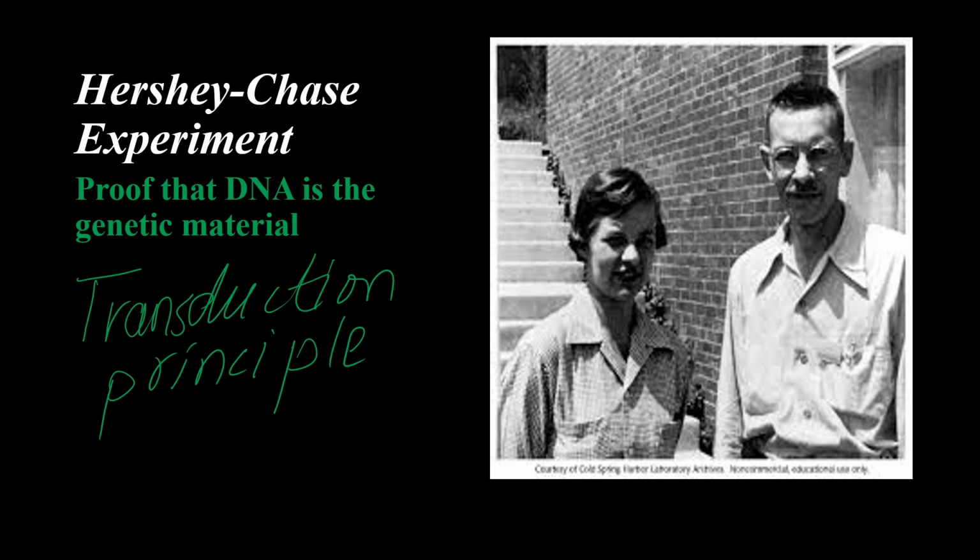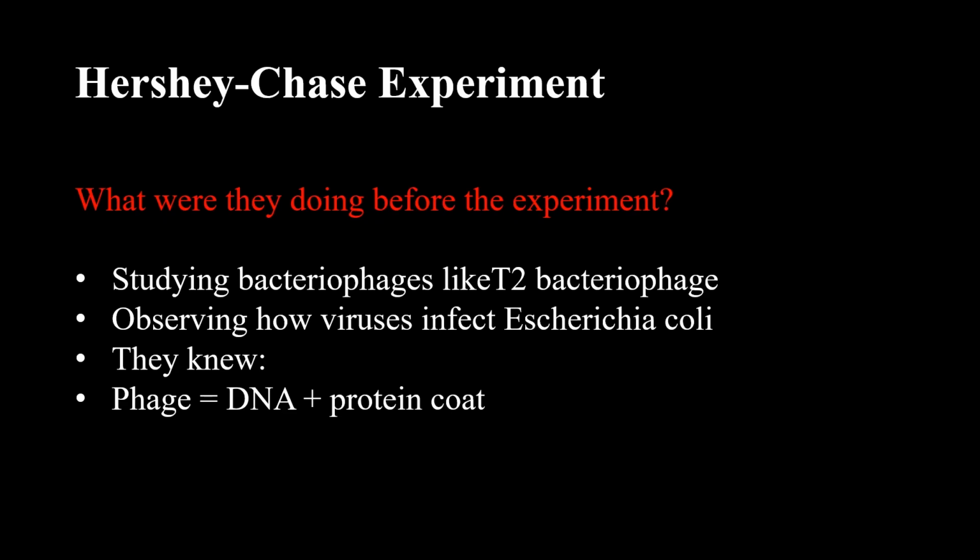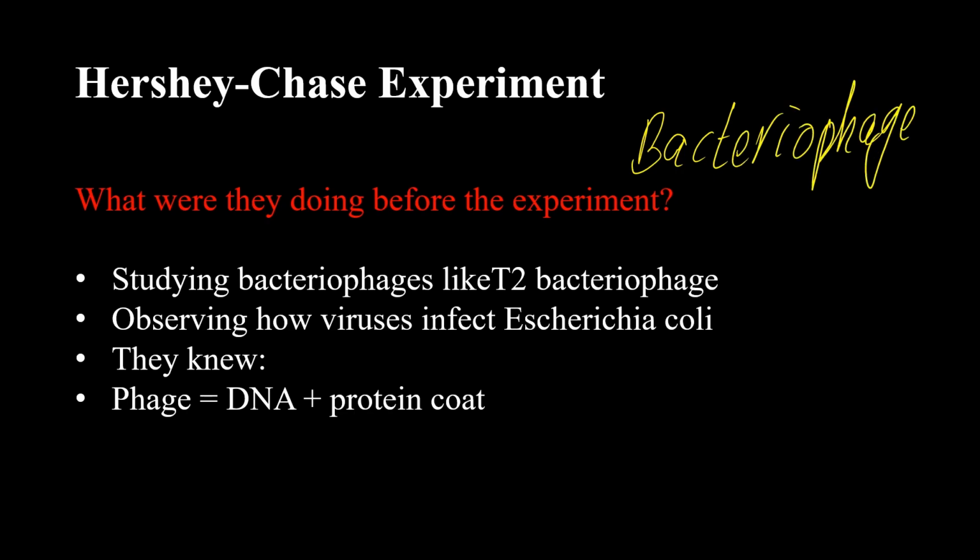In this experiment, the genetic material is transferred to the bacterial cells but through a virus. Virus-mediated genetic material transfer is called transduction. That's why this experiment is also known as the transduction principle. So what were they doing before the experiment? These scientists were virologists and they were studying bacteriophages. Bacterio means bacteria and phage means eater. These are viruses which eat bacteria, meaning they infect bacteria and rupture the bacterial cells, releasing new bacteriophages.